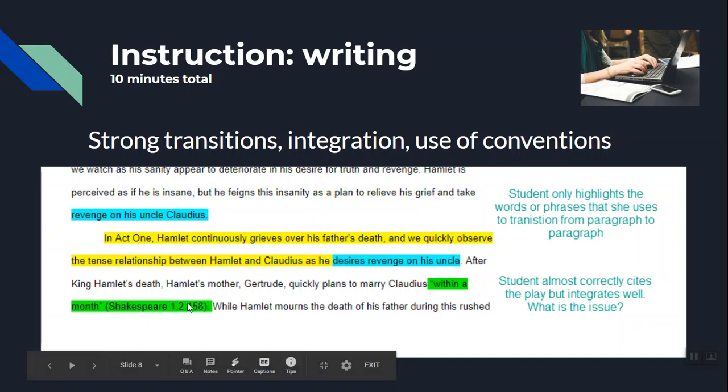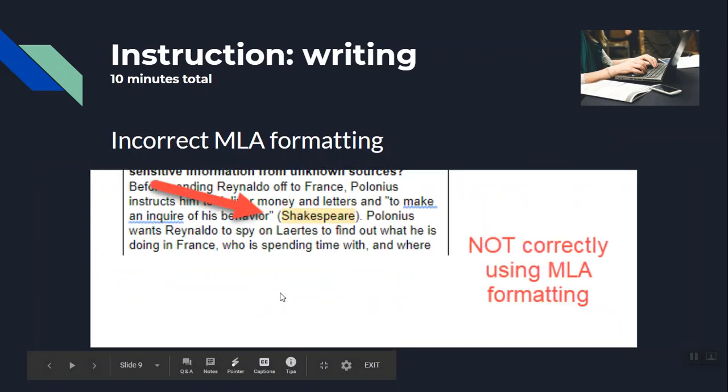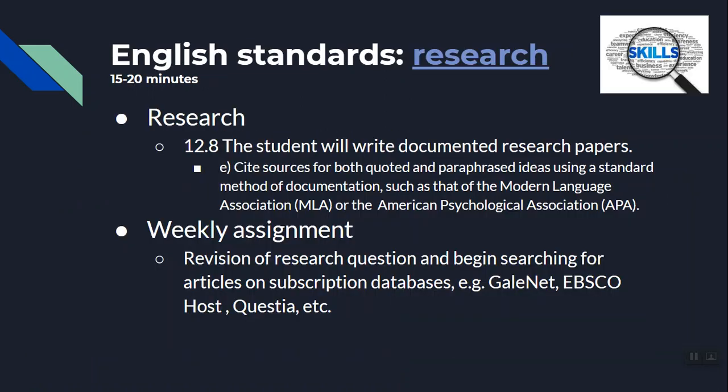The other thing this student did well is to actually use Arabic numerals, which would be the numerals you're typically used to. We don't need Roman numerals, that's a little bit more antiquated. Here, the person used Shakespeare. I need act, scene, and line as this student did.